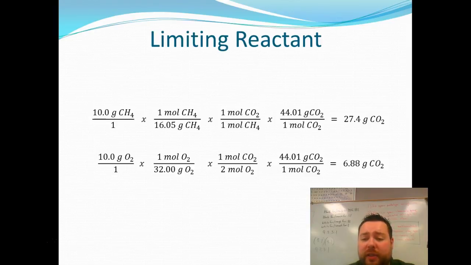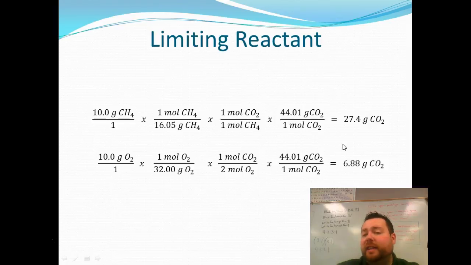Even if all of that reacted, we'd only get 6.88 grams of CO2. Before, I was using a visual, and the oxygen was our limiting reactant because I put a bunch of extra oxygen into the equation. But because we usually measure out these chemicals by mass, we can calculate this out and determine that oxygen is our limiting reactant, because if we start with 10 grams of oxygen and 10 grams of methane and put them together, we're only going to get 6.88 grams of CO2. We'd have a bunch of methane still left over. So methane would be our excess, because if we reacted all the methane, we'd get a much larger amount of carbon dioxide.